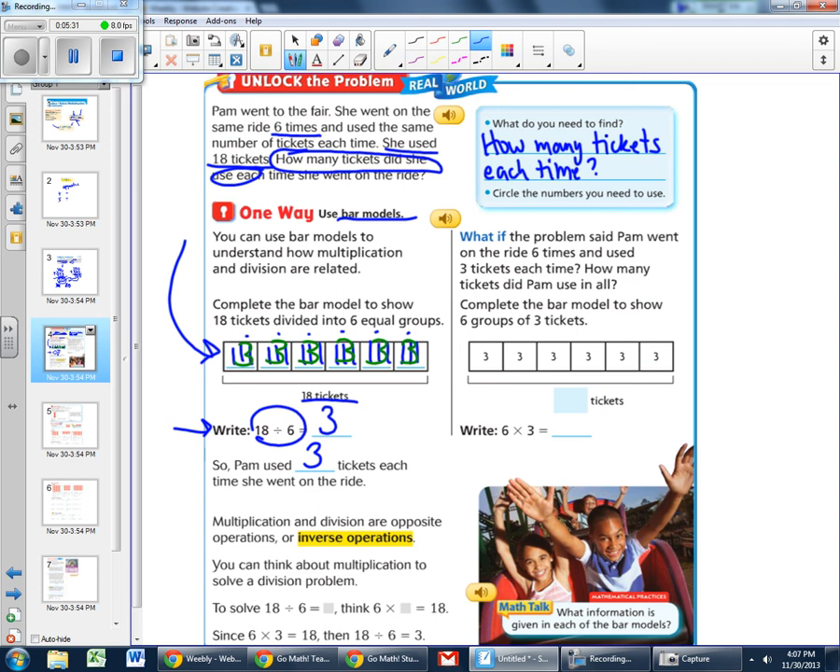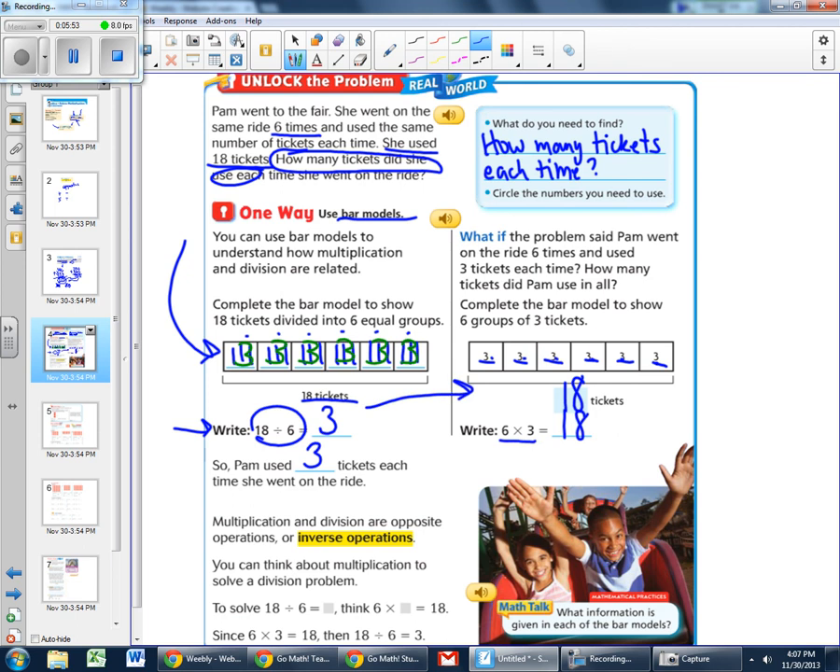What if the problem said Pam went on the ride 6 times and used 3 tickets each time? So here's our 3, but she went 6 times. Complete the bar model to show 6 groups of 3 tickets. So 3, 6, 9, 12, 15, 18. 6 times 3 equals 18.